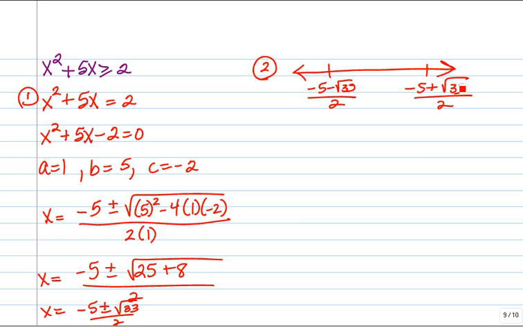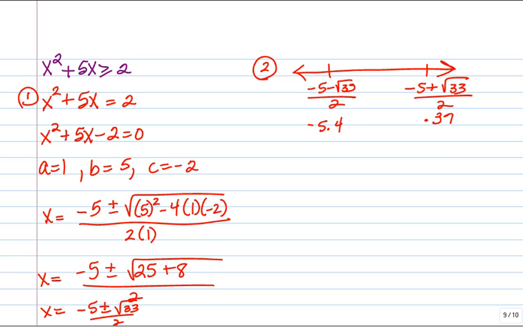So on the calculator, I can evaluate those expressions because I need to know what that represents so that I can test points, right? So we have negative 5 plus the square root of 33, and then divided by 2, so this value is 0.37, and then negative 5 minus the square root of 33, and then divided by 2 is negative 5.4, roughly, approximating.